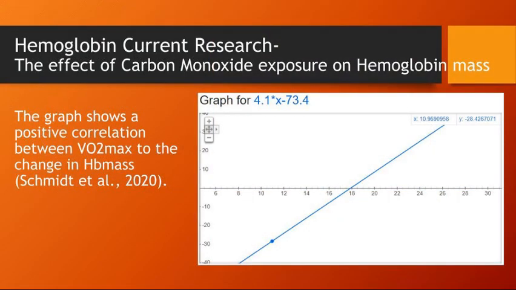Just recently in 2020, hemoglobin research was conducted on the effect of carbon monoxide exposure on hemoglobin mass. Their hypothesis was if oxygen binding sites on the hemoglobin molecule are blocked by administering low-dose carbon monoxide, then hemoglobin mass, HB mass, and VO2 max will increase similar to the effects of altitude.